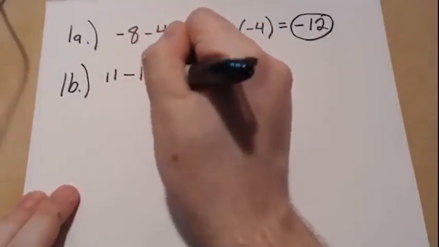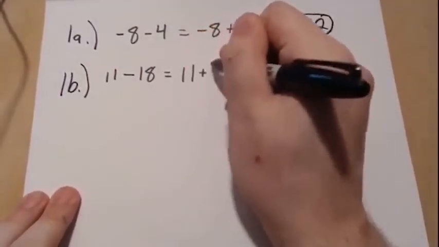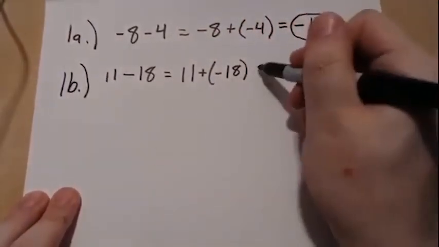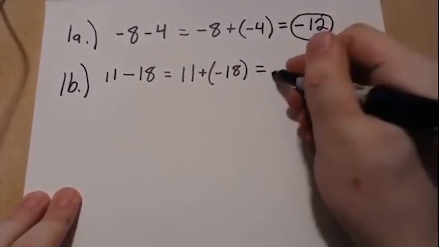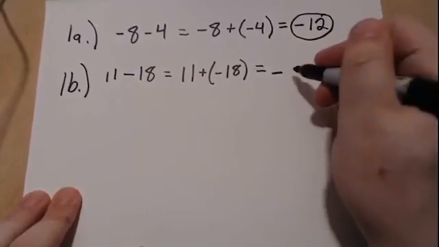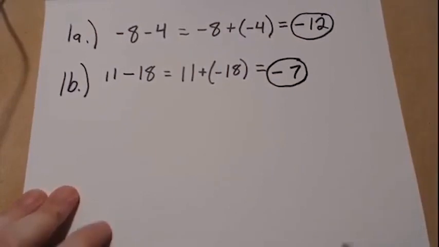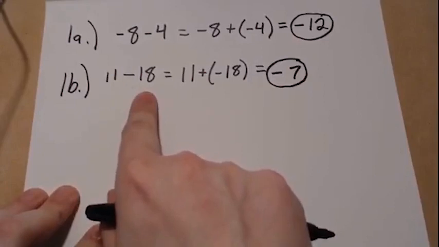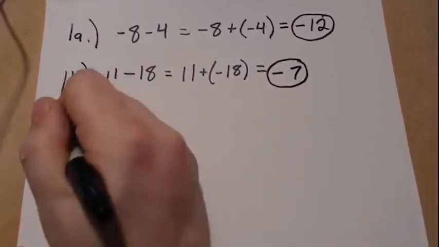So 1b, 11 minus 18. This would be 11 plus negative 18, adding two numbers with different signs. The larger absolute value comes from the negative, so our answer is negative. 18 minus 11 is 7, so our answer is negative 7. Number line starting at 11, moving 18 to the left, is going to move us past 0 into the negative numbers.